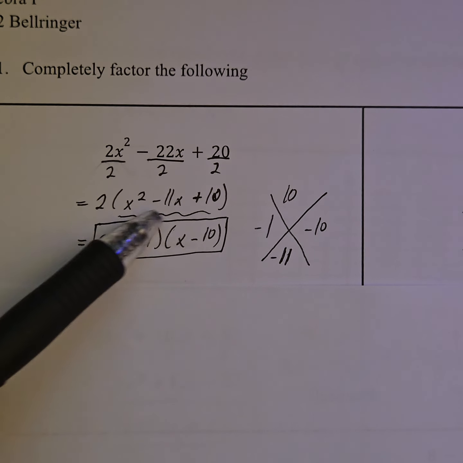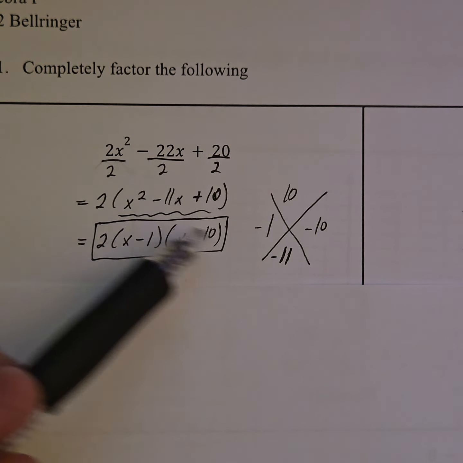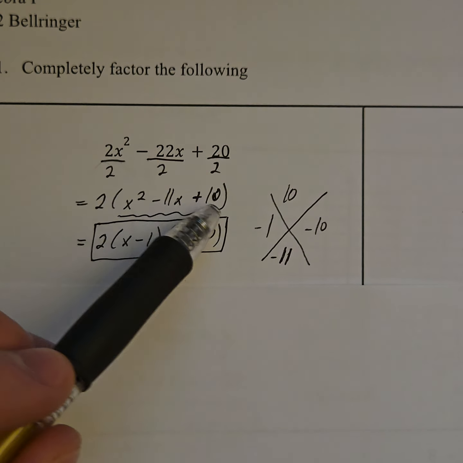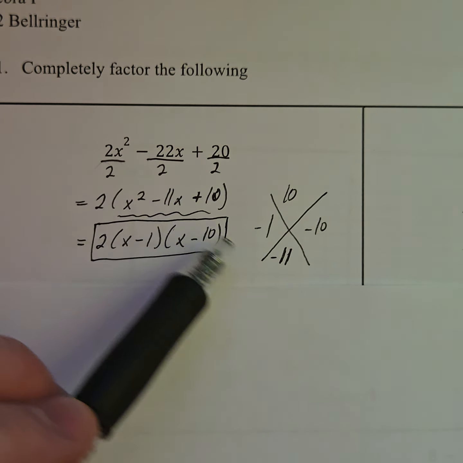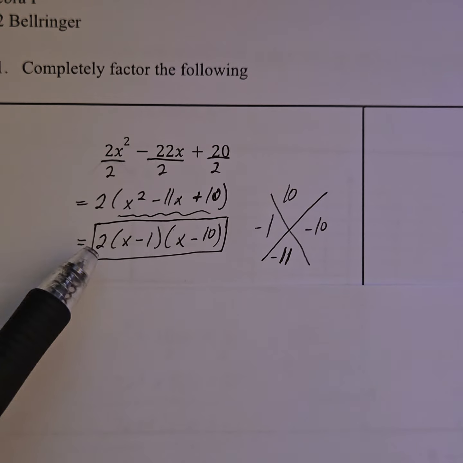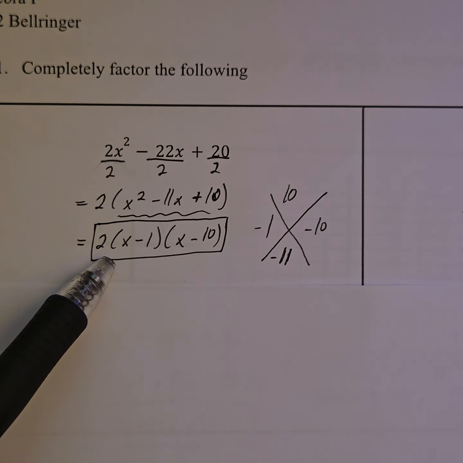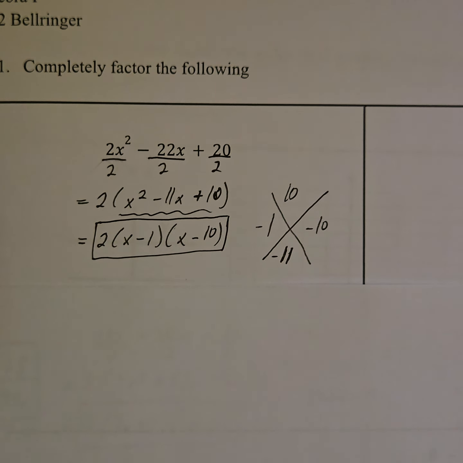And then always check this one here. We can do the shortcut. So you can just make your diamond off to the side. 2 numbers that multiply to 10 that add to negative 11. That's going to be negative 1 and negative 10. So those are my 2 factors. Don't forget to write the 2 out front, otherwise this would be incorrect. So make sure you are writing that 2 out front for factoring completely.